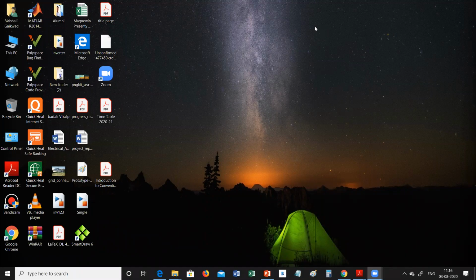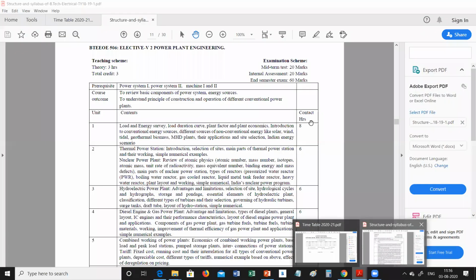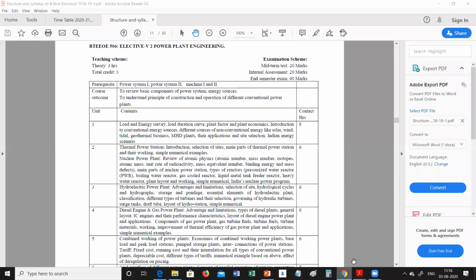Can you see my screen? Utkarsh? Yes, sir. Okay, now we will start the lecture. Sumit Patil and Utkarsh, mute yourself, and whenever necessary, you can unmute, because some noise is coming from your end. Okay, now we will start the lecture.